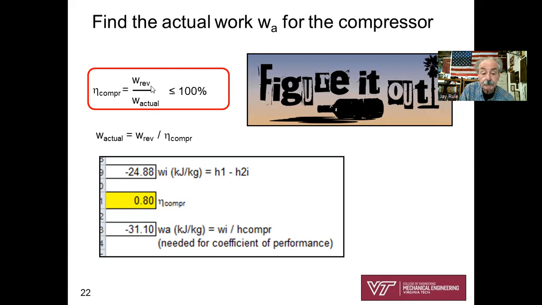So the compressor efficiency must be W reversible over W actual. Therefore, W actual is the reversible work, kilojoules per kilogram, W dot over M dot, divided by the compressor efficiency. So we'll do the math. Negative 24.88, we just found that, divided by 0.8 to get the actual work, W dot over M dot, needed to drive the compressor: negative 31.1 kilojoules per kilogram. We're going to need that for the coefficient of performance, but we're also going to use that to determine H2 actual.